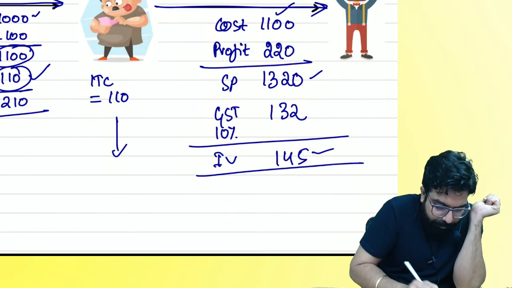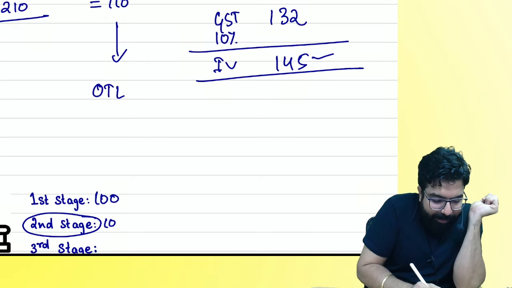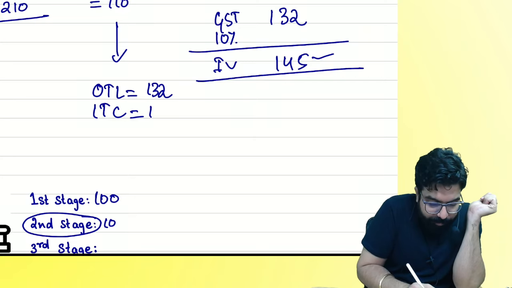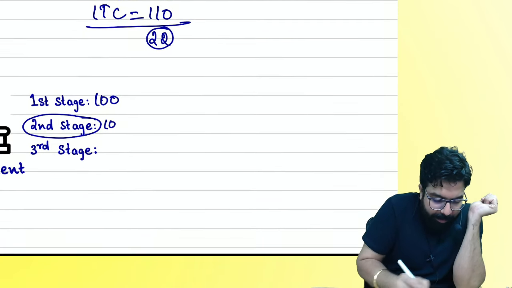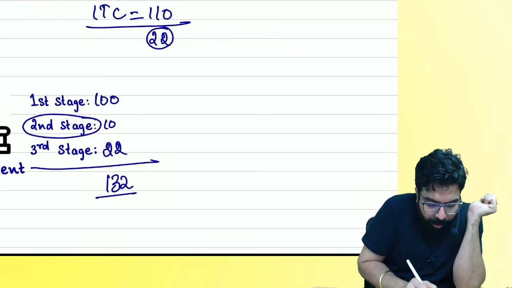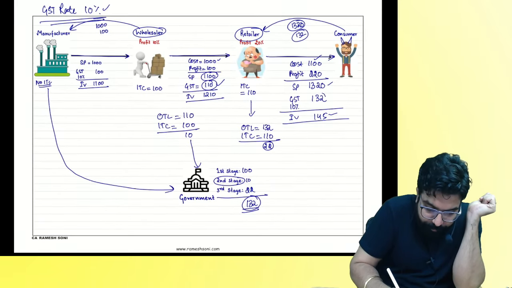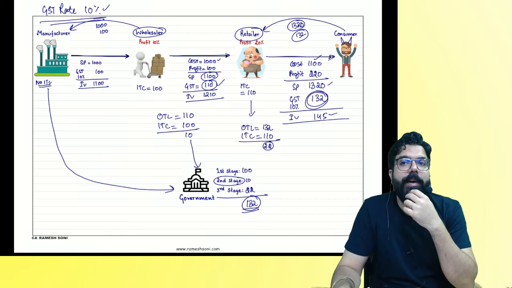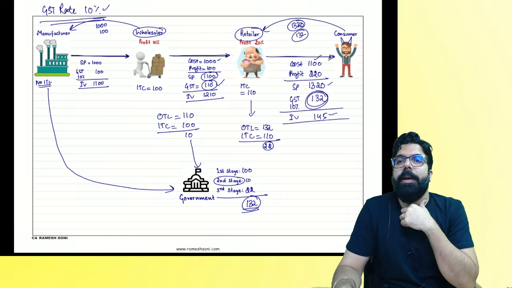What will he do now? His output tax liability is 132. His input tax credit is 110. He will pay how much? 22. Can you tell me at the third stage how much the government got? How much did the government get, and how much did the consumer pay? Are we all 100% clear? Anyone any doubt? Can we go ahead? Yes, sir.